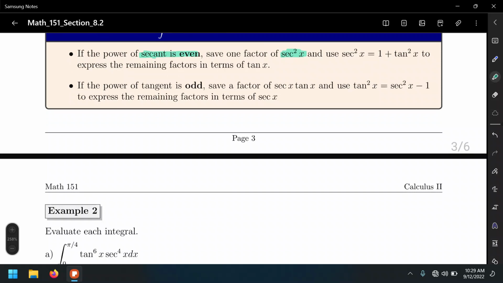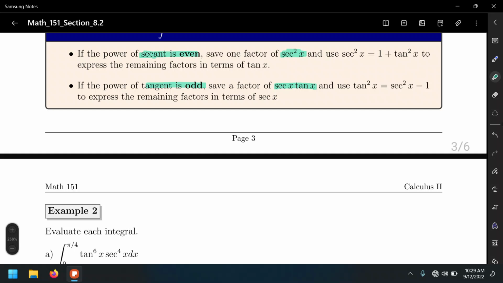In a similar way, whenever we have odd powers of tangent, we save a factor of secant tangent, and in this case we use that identity the other way around: tangent squared equals secant squared minus 1. That's because in this case we will write everything in terms of secant, and the derivative of secant is secant tangent, and that factor that multiplies the dx will set the du part of the problem.